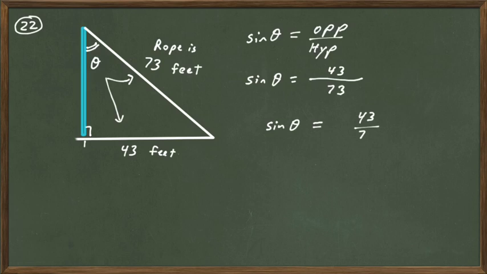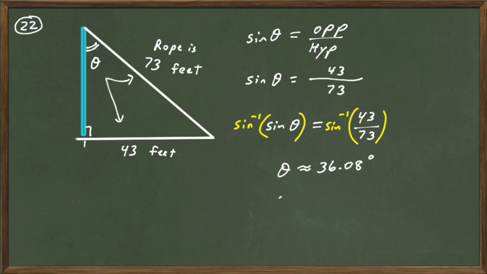Now, if you ever need to get rid of a function, you use its inverse function. So to get rid of sine, I'm going to take the arc sine. If I do it to one side, I have to do it to both sides of the equation. Sine and arc sine eliminate each other. So I'm going to punch this in. Arc sine of 43 divided by 73, and that gives me 36.08. And since I'm in degree mode, its answer is in degrees. So to the nearest degree would be 36 degrees.